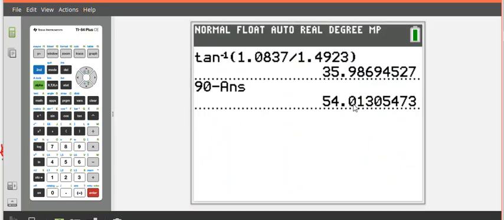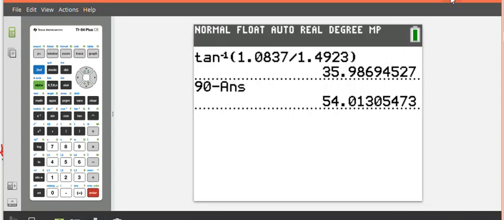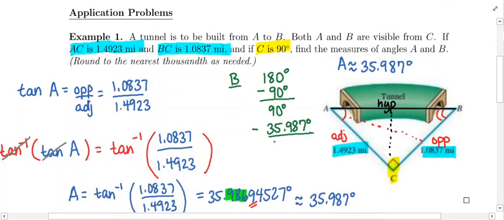I need to round this to the nearest thousandth as well. So we have 0.013, that's 3 places after the decimal point. There's a 0 after the 3, so the 3 will stay a 3. It will not bump up to a 4. So this is going to be 54.013 degrees. That is the measure of angle B.